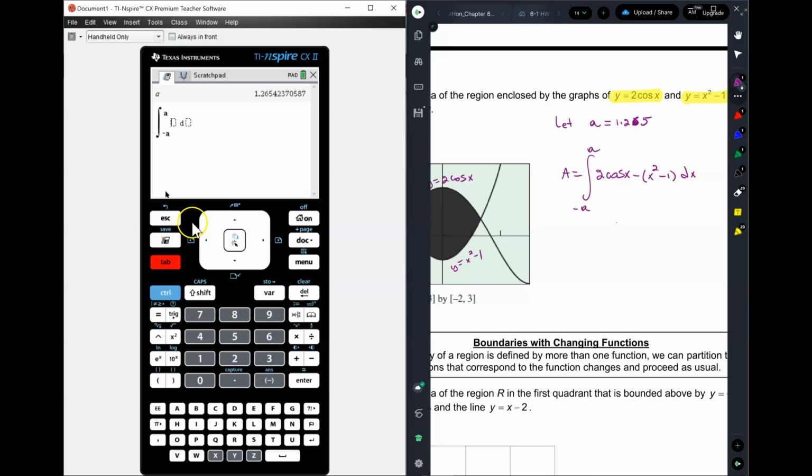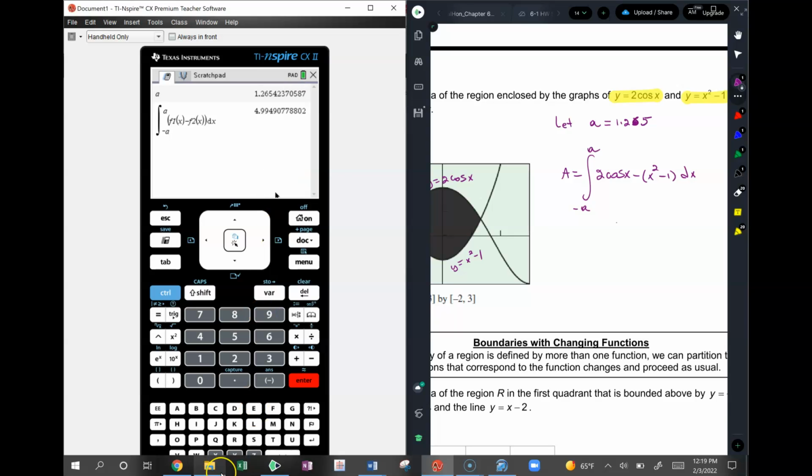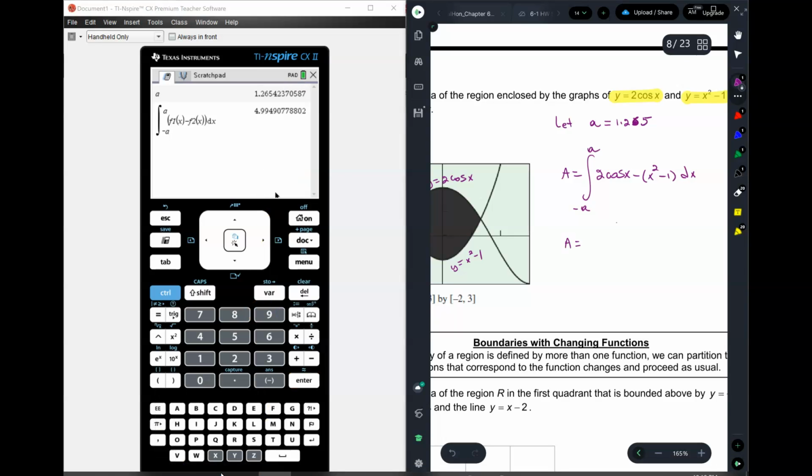These are already stored in your graph. So do F1 of X minus F2 of X. And these are simple functions, so it's faster. Imagine if they were complicated functions. Okay? Here we go. 4.995. So when you store it, you're not only storing the A, you're storing the whole function.